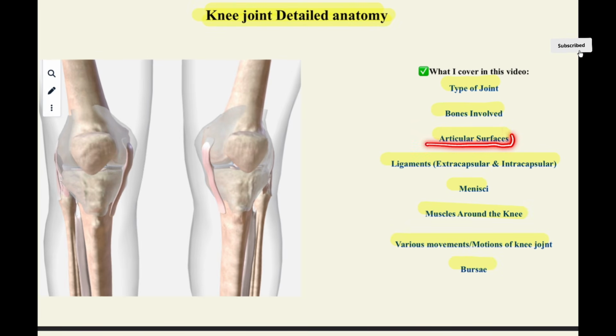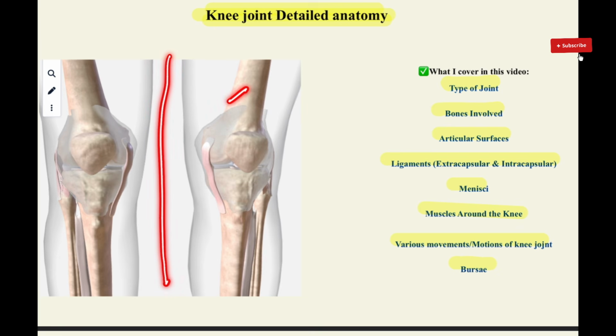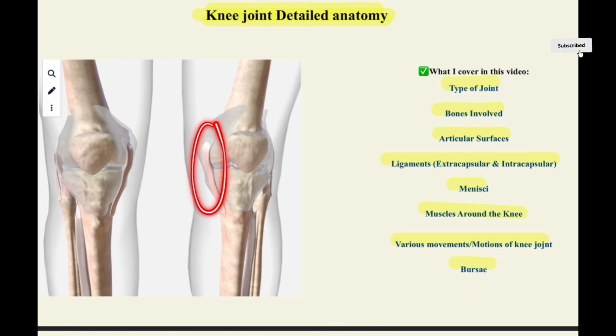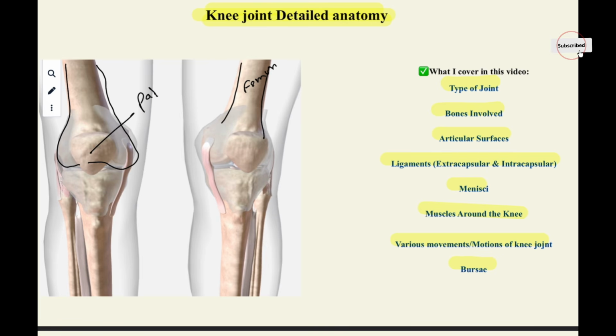Now before moving towards the articular surface, I would also like to teach you about the bones and the midline of the body, how you decide which part is the medial part and which part is the lateral part of the knee joint. It is very easy. As you can see, this one is your femur, like this. This one is your patella.